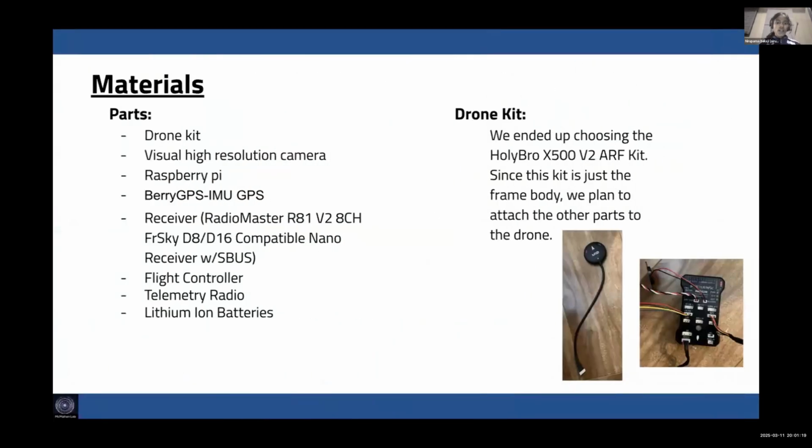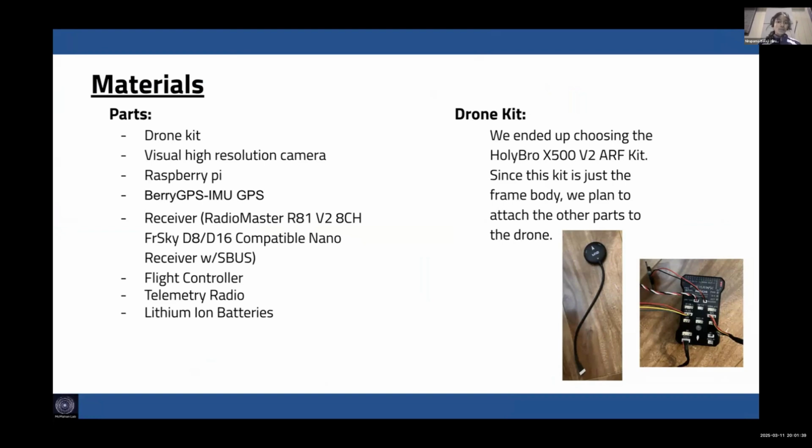Okay, so we have certain parts. We have this drone kit that comes with a basic drone body, and then we're adding on a high resolution visual camera, which is a GoPro. In addition, we're going to have a Raspberry Pi on the drone, so we can run our machine learning model, which we will talk about in a later slide.